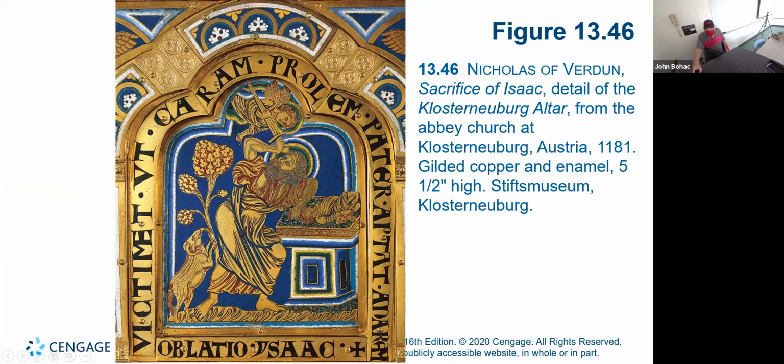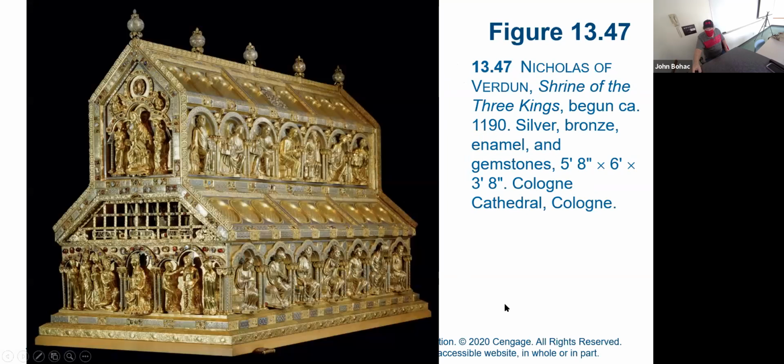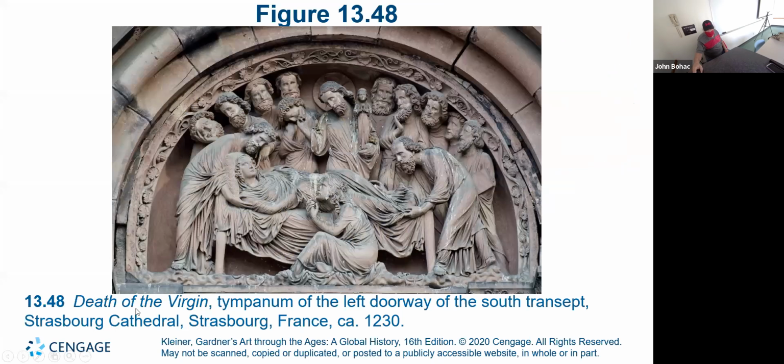And see, a lot of this is written in Roman, so it's hard to read. Some of it's in ancient Old Greek too, but we know Isaac is on there. And so anyway, bottom line, Shrine of Three Kings, again, what we see, excessive ornamentation. Death of the Virgin, tympanum of Strasbourg Cathedral.